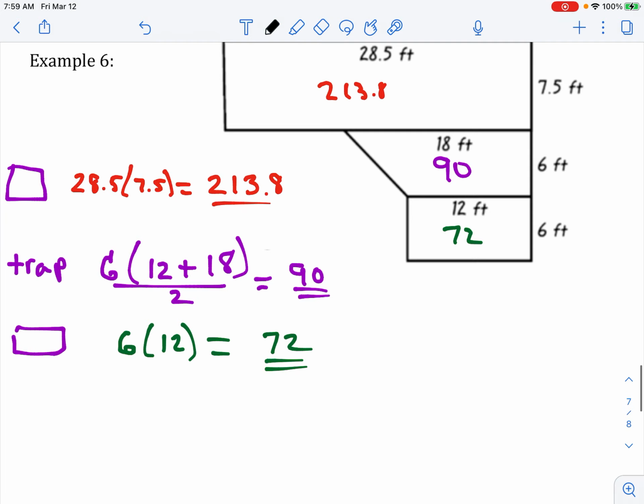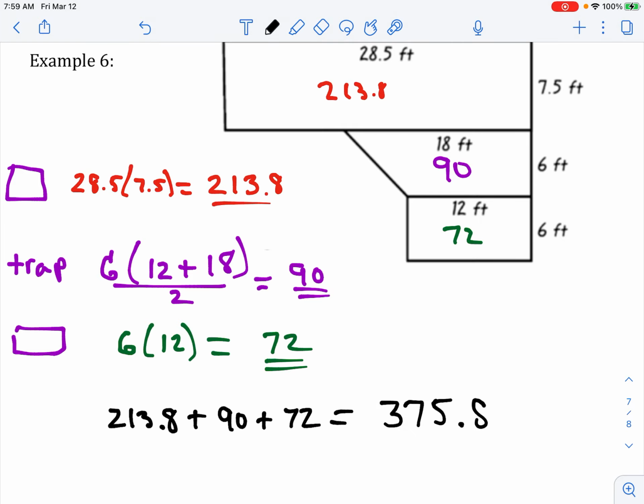So let me scroll down for a second. Here we go. First area was 213.8, plus second area was 90, plus third area was 72. If I add those together, I get 375.8 feet squared. So composite figures, find the area of each individual shape and then add them together. If it's got a shaded part and a non-shaded part, make sure you find the area of the big figure minus the small figure. We're going to go ahead and get into a couple practice problems right now and see what you can do.